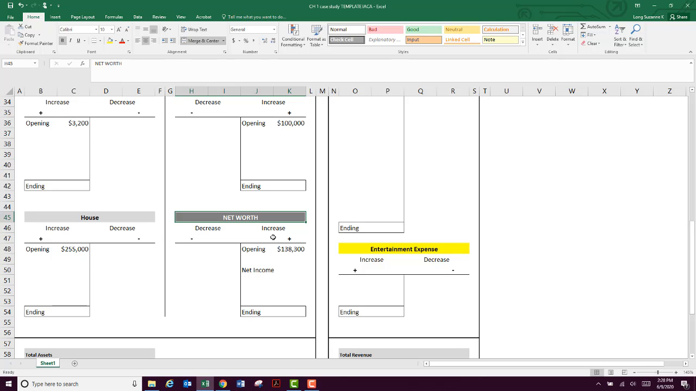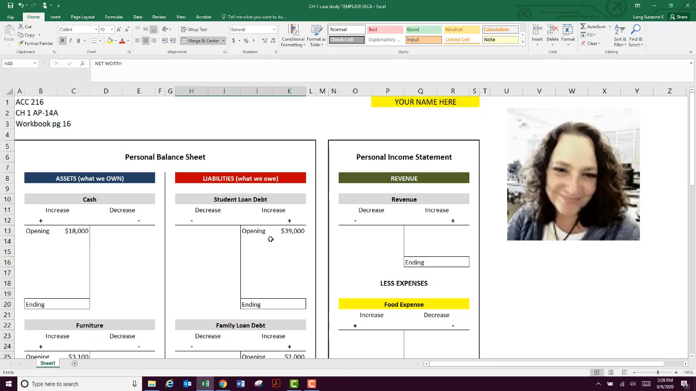And there's an equation, right? Do I have room to put it up here? Sure. Assets equals liabilities plus equity. Balance sheet equation. Assets, left side, equals right side, liabilities and right side, equity. Equity is net worth. So we are good to go. We've got all of our opening balances in there.